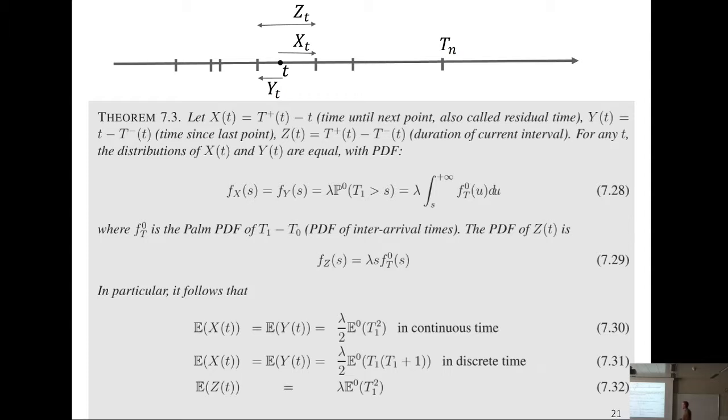The probability that I fall in an interval of duration s is proportional to s here. It's not the probability that the interval is s, which would be given by this. Since we multiply by s, we must multiply by a normalizing constant, which is just the intensity here. So those are what can be obtained here.